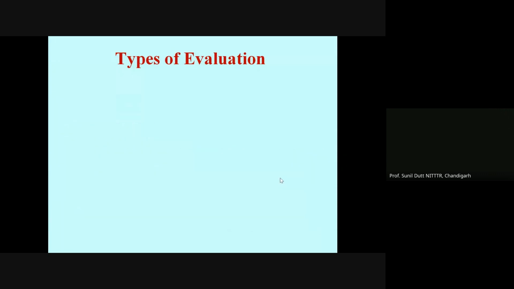Then comes the third type of evaluation, called summative evaluation, that is the end-topic test or end-semester examination. When it comes to the lesson level, before leaving the classroom, we ask a few questions pertaining to the entire chapter. It can be oral, or you can provide a Google form questionnaire. Or summative evaluation is the end-semester examination.